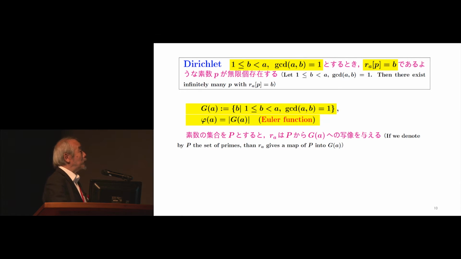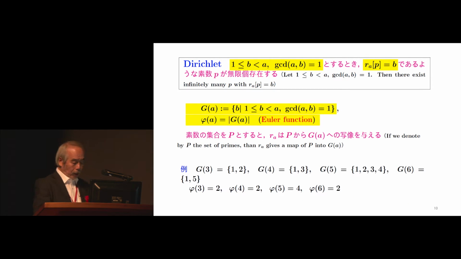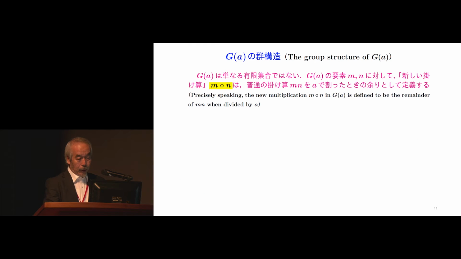I don't want to use the term map, where map can be expressed as a function of P into G_A. G_3 has elements of 1 and 2. And G_4 has elements of 1 and 3. They have only 2 elements. And G_A is not a simple finite set.